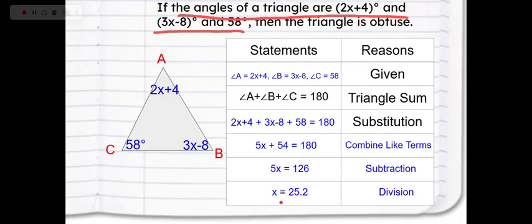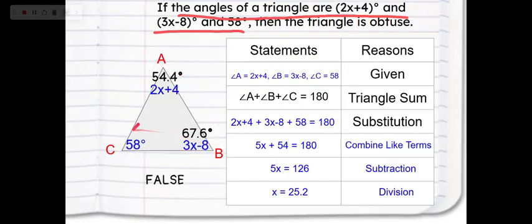So I'm going to plug this back in with my calculator to see what my angle values are. So when I plug it in for x, 2 times 25.2 plus 4 is 54.4. When I plug it back in for x, 3 times 25.2 is about 75.6 minus 8 is 67.6. So looking at these three numbers, they're all acute. So it is not an obtuse. So this one is false because it is an acute triangle.